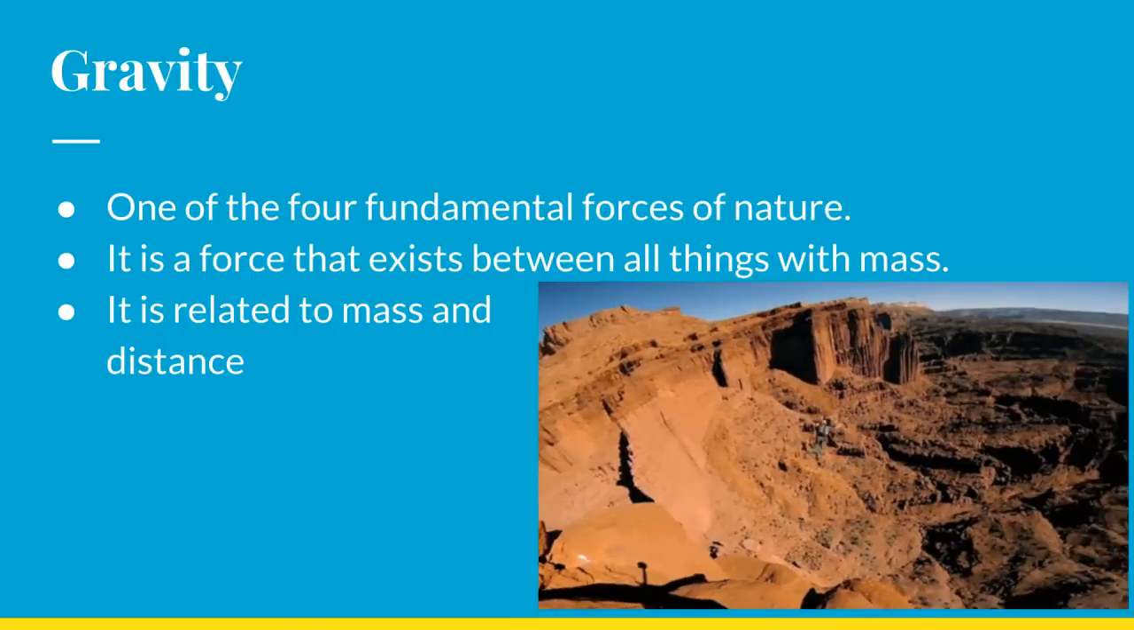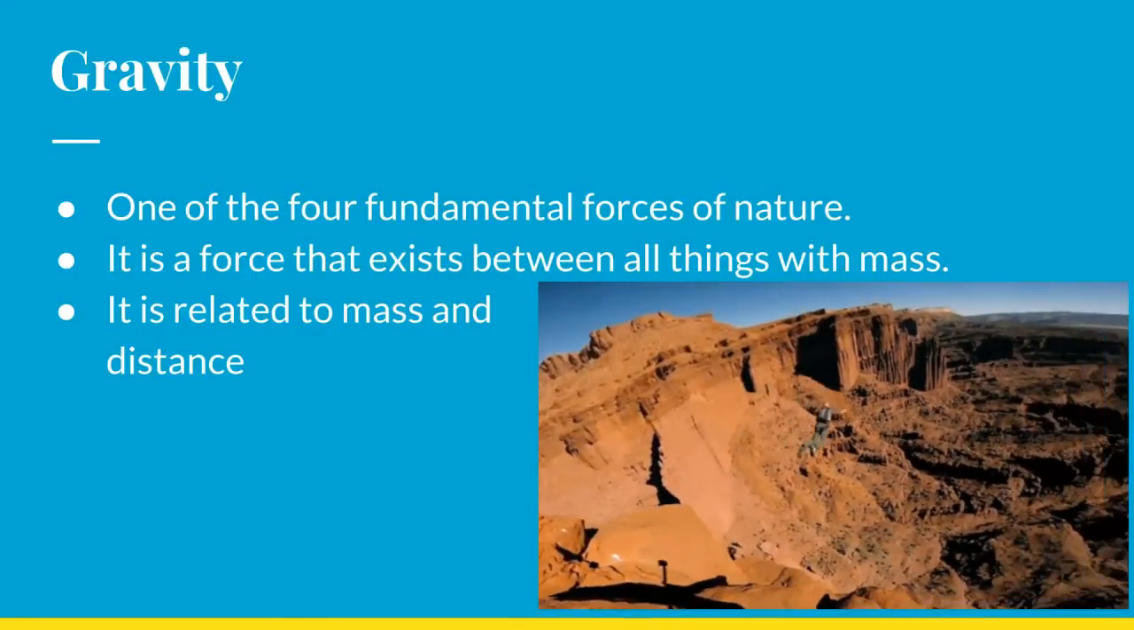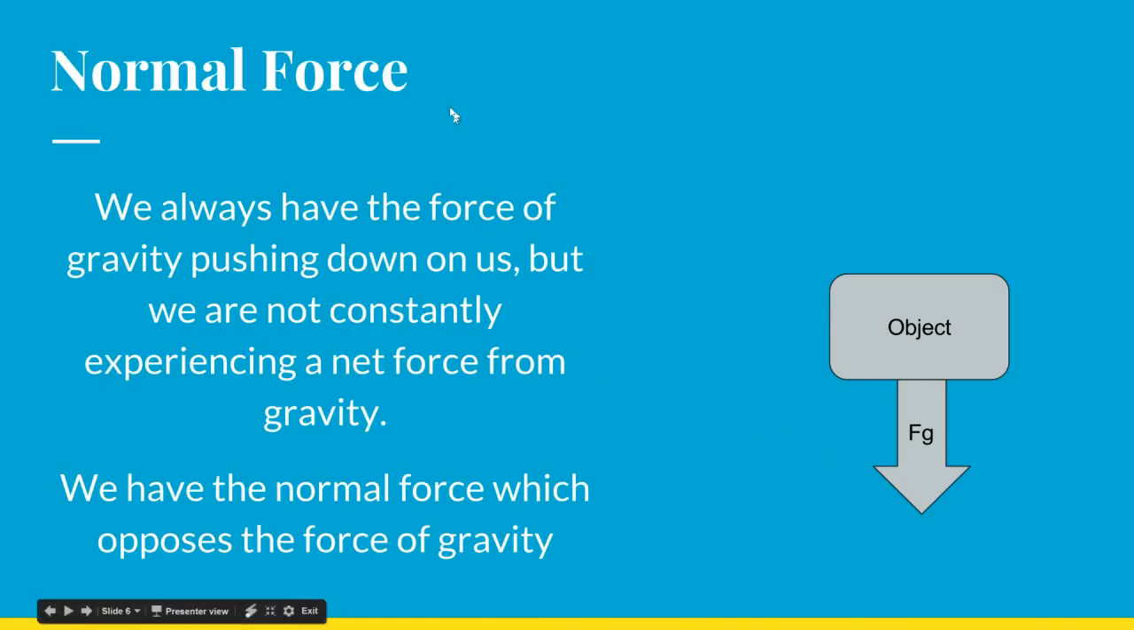Okay, so now you're like, well, if we're always experiencing the force of gravity, and that's a net force, then why aren't we always falling down? Well, it's because we have something called the normal force. Gravity is always pushing us down constantly, but we're not experiencing a net force from gravity because we have the normal force.